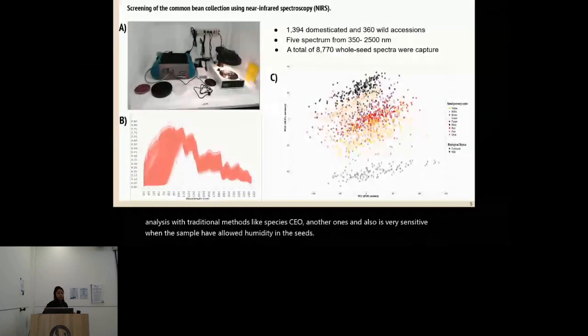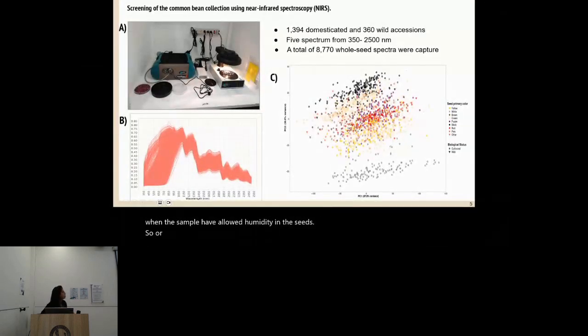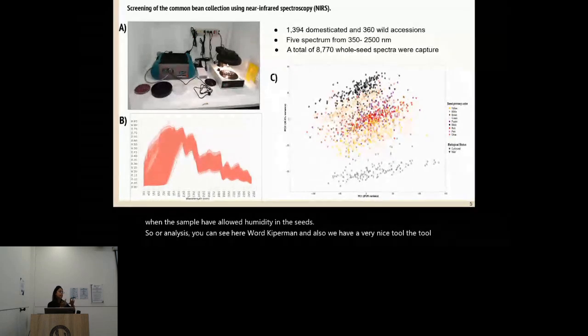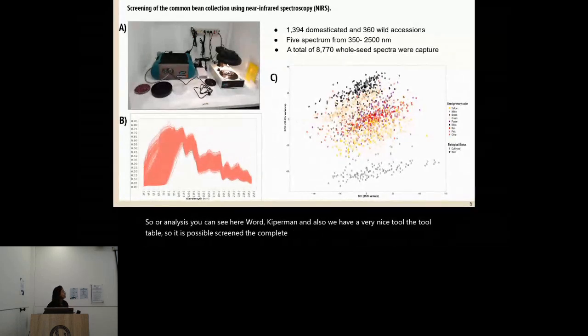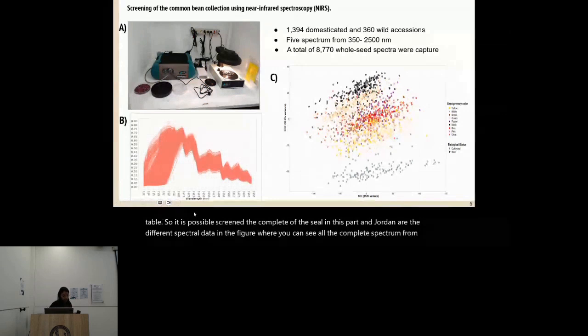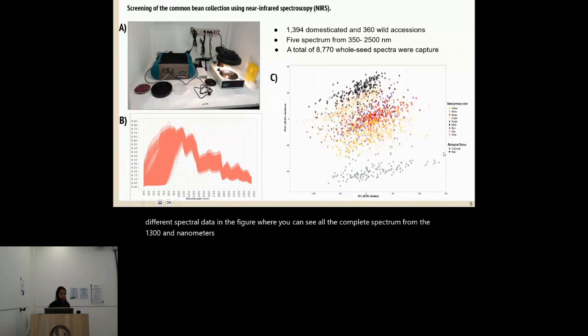So for our analysis, you can see here our equipment. And also we have a very nice tool, the tool table. So it is possible to screen the complete seed in this part and generate the different spectral data. In figure B, you can see the complete spectrum from 1300 nanometers to 2,500 nanometers. In this part here is a summary of the complete core collection.